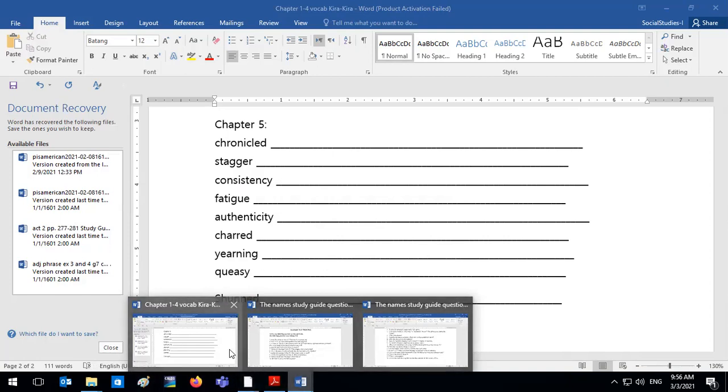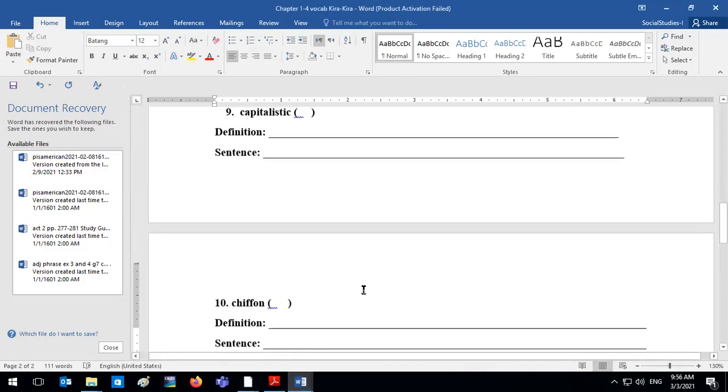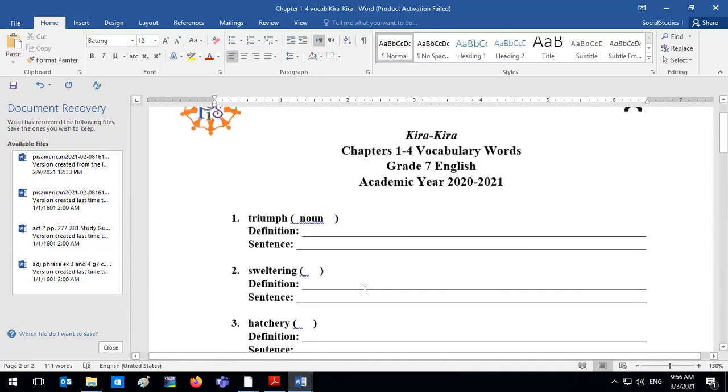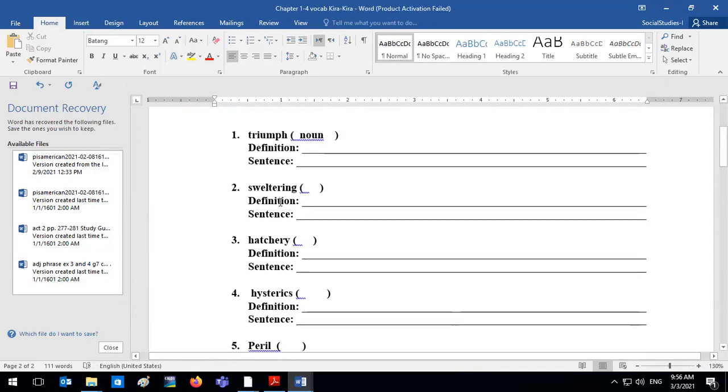You also know that you're going to be quizzed on the vocab. Yes, you're going to be quizzed on these words, 1 to 4. Triumph means success, and it's used as a noun. Sweltering means very hot weather, extremely hot. A hatchery is a place where chickens hatch their eggs.